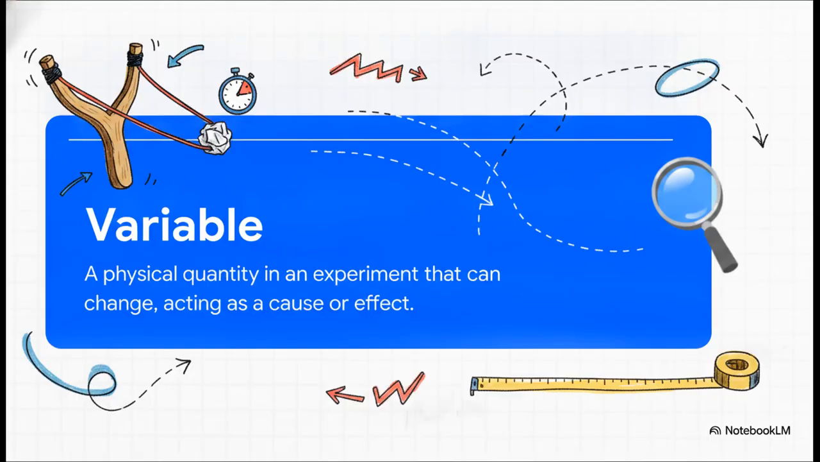And that actually brings us to our very first foundational concept here, the variable. A variable is simply any physical quantity or factor in an experiment that can change. It acts either as a cause or an effect. In our slingshot lab, both the amount of stretch we apply to the rubber band and the distance the paper flies, well, those are our variables. They're the physical quantities that are actively shifting during our test.